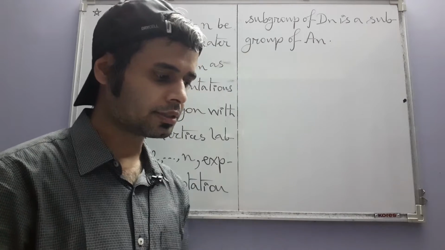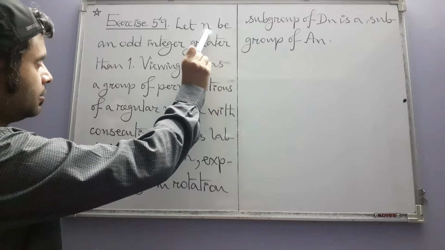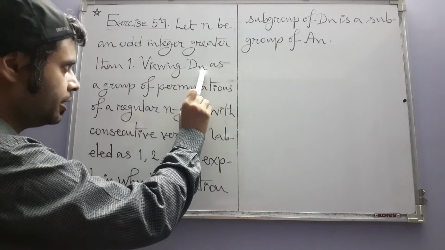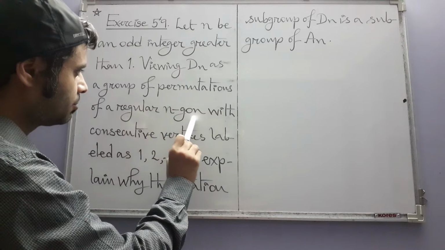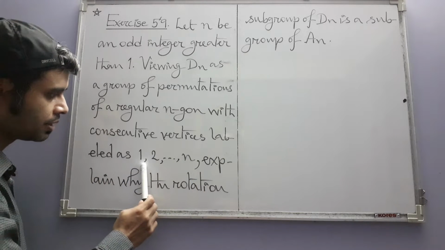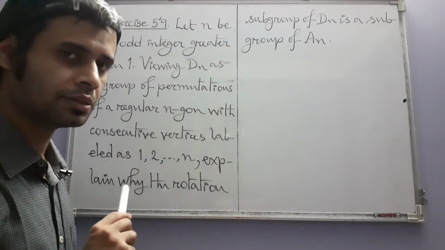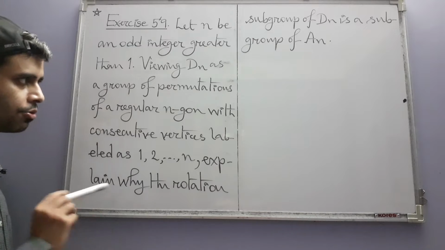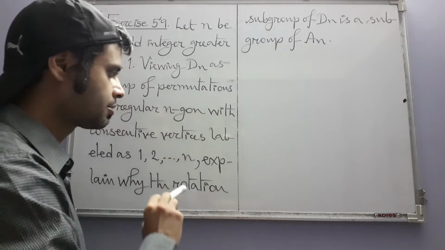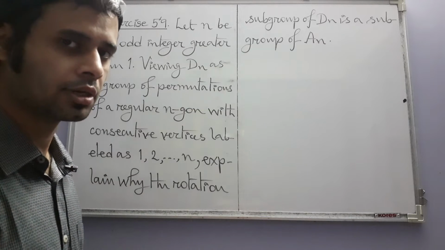Okay, so this next one is exercise 59, and here we have a positive integer n which is odd and greater than 1, and we are viewing the dihedral group Dn as a group of permutations of a regular n-gon, a regular n-sided polygon whose consecutive vertices have been labeled like this. Now we have already seen this being done in some of the previous exercises. So we already know what this is. It makes us correspond elements in Dn with permutations of a regular n-gon. Precisely this means permutation of the vertices of a regular n-sided polygon.